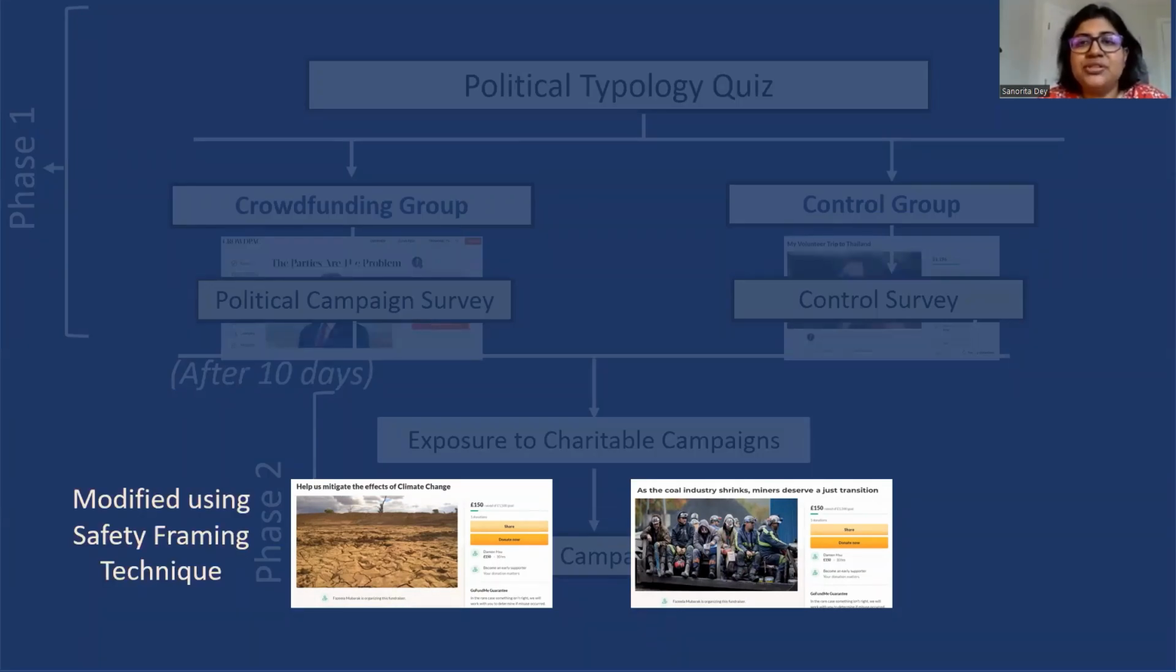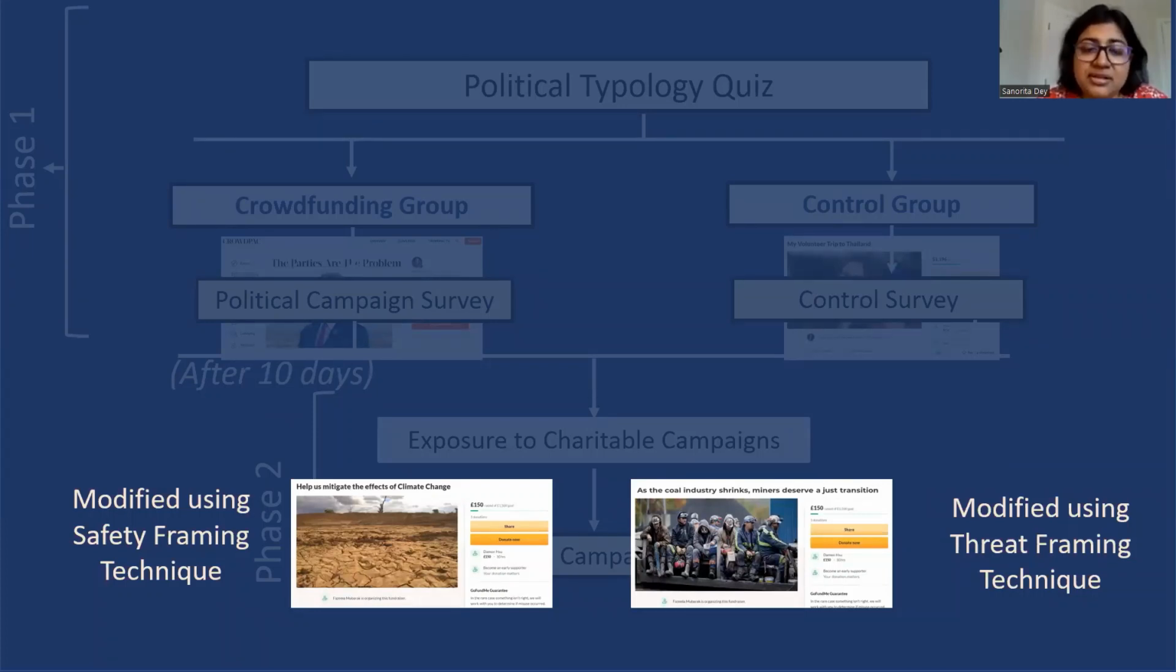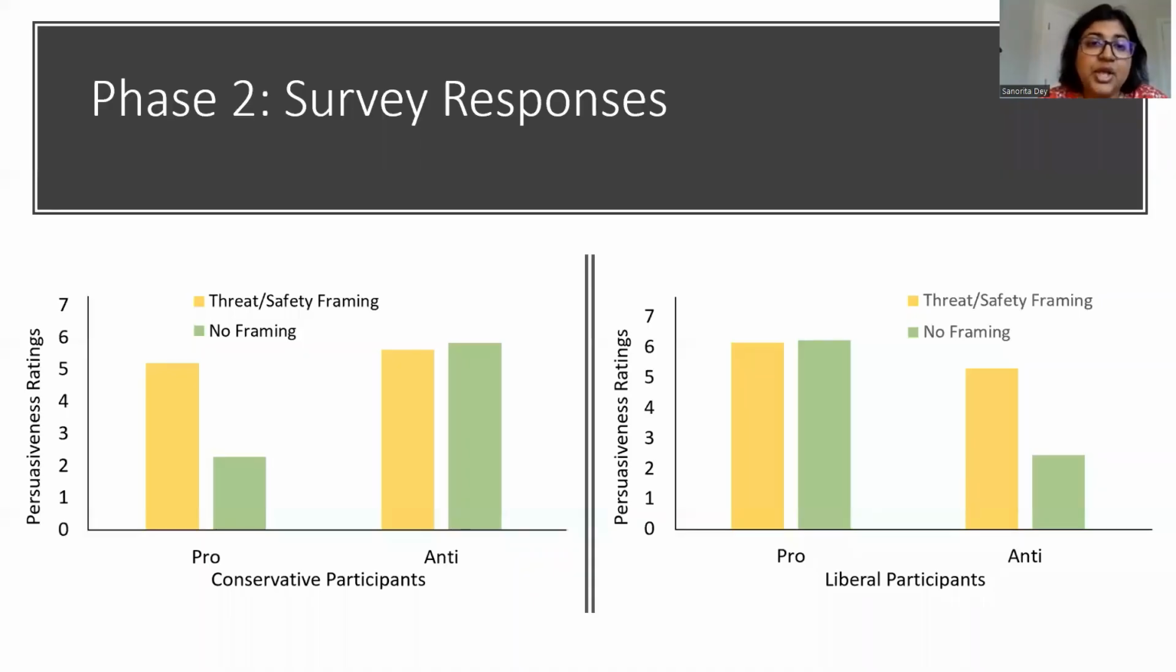This time, when we showed the charitable campaigns to our participants, for the conservative participants, we framed the pro-climate change campaign statement to reflect a sense of safety. Similarly, we changed the statement of the anti-climate change campaign also using the threat framing technique, but only for the liberal participants. So let's see what we have found after applying these framing techniques. We did find that these techniques helped our participants to overcome the priming effect. This time, participants who read the modified campaigns rated them significantly higher than the previous study. However, those who read the unmodified version still showed the priming effect and rated their corresponding campaigns low.